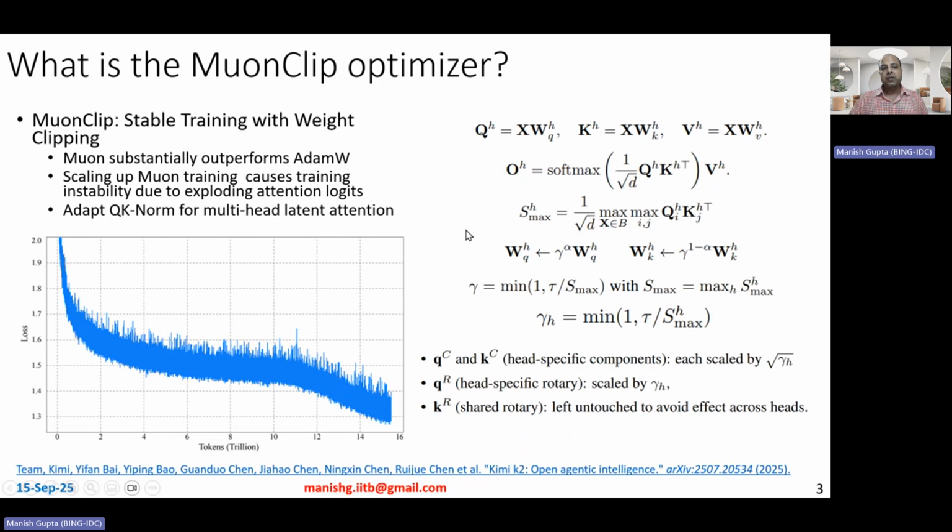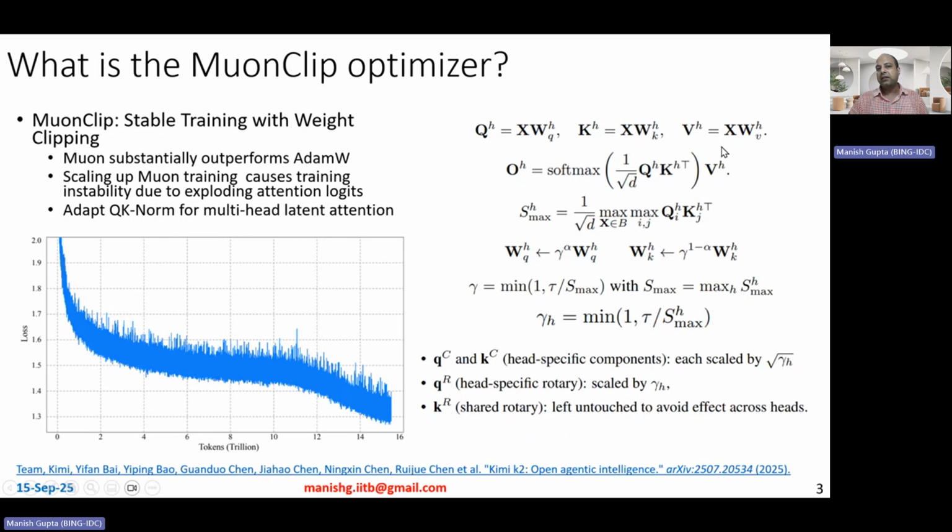So what are these equations? Well, they talk about the normalization that is done, the QK normalization in the MuonClip optimizer. Let's look at it one by one. The first line is basically the standard query key value computation from the input X using the weight matrices for each of those heads. So for a head H, this is how you would write the standard QKV computation.